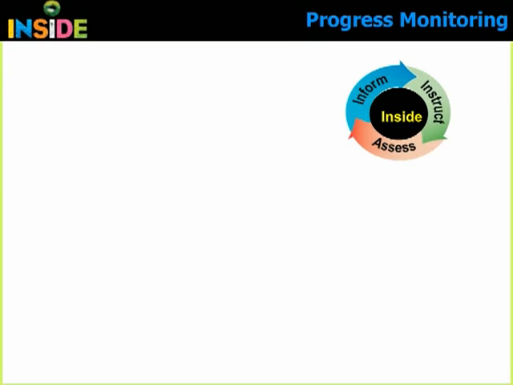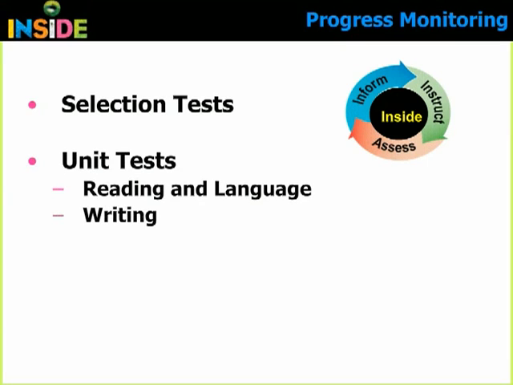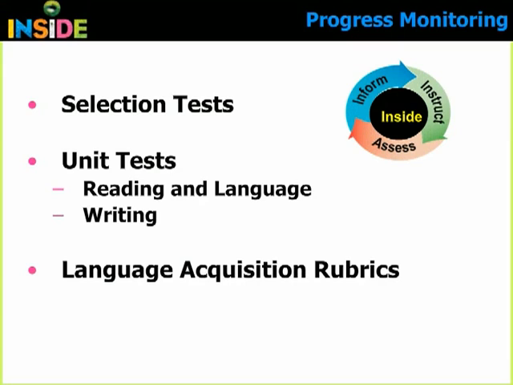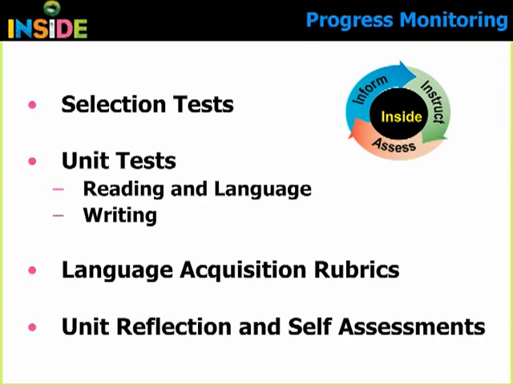There are 4 main assessment tools in Inside that will help you monitor the progress of your students: the selection tests, the unit tests for reading and language and writing, the language acquisition rubrics, and the unit reflection and self-assessments. We'll begin with the selection tests.